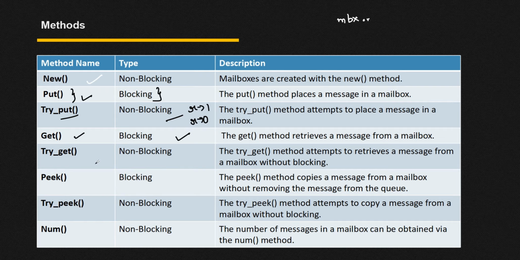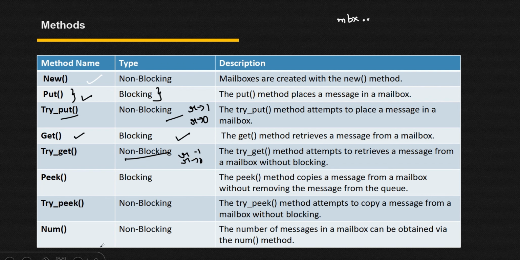Now we have the try get method. Similarly to try put, from the try get method you can retrieve the message and it does not block. So you will not get blocked by this method. If the transaction is not available, it will return 0, and if a transaction is available to read, it will return 1. After that we have the pick method.